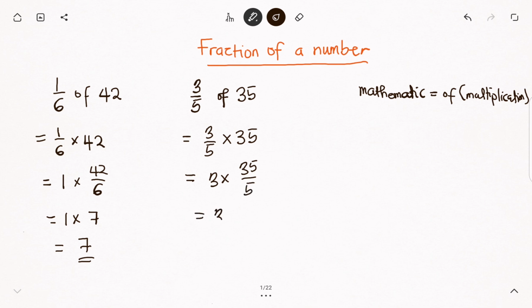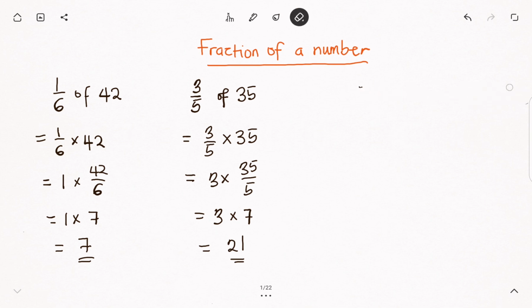Now we still have our 3 at this side. Now we multiply it by 35 divided by 5, which is going to give us 7. So here our final answer will now be 3 multiplied by 7, and that will give us 21 as our final answer. Alright, so with this example in mind, let's have a look at more examples to further appreciate how to find the fraction of a number.